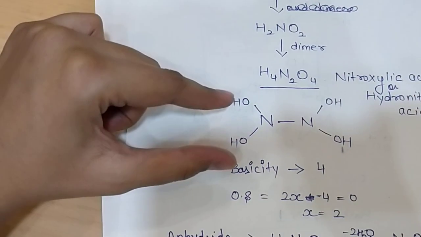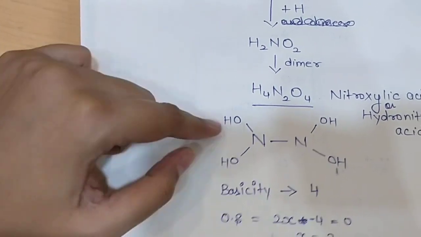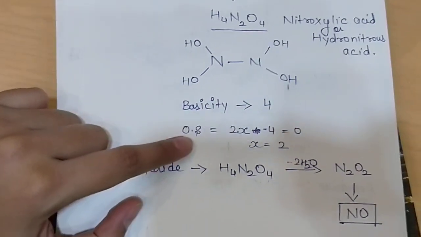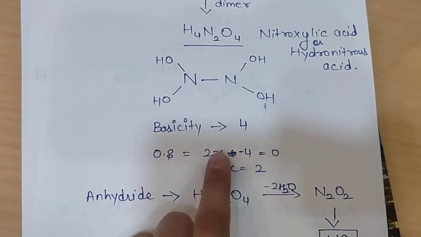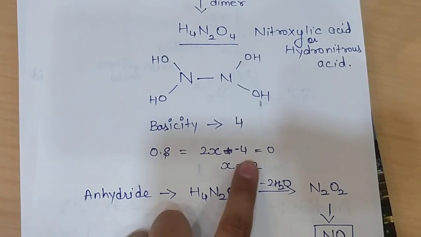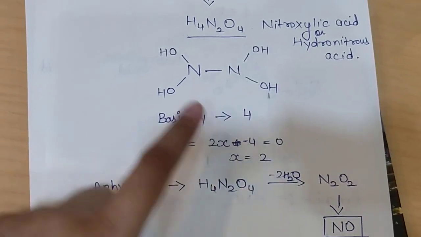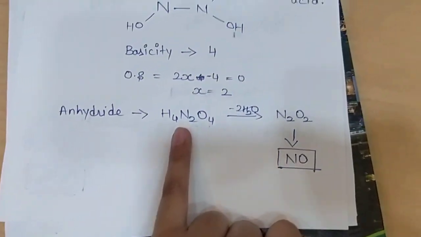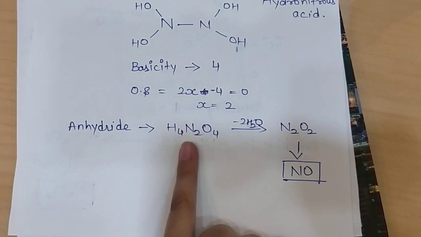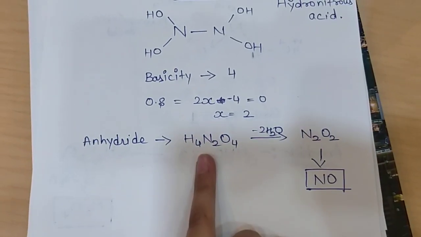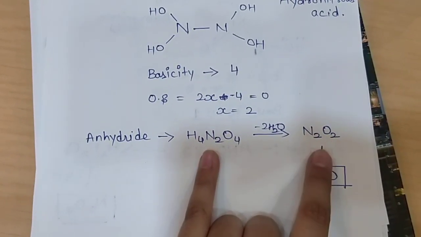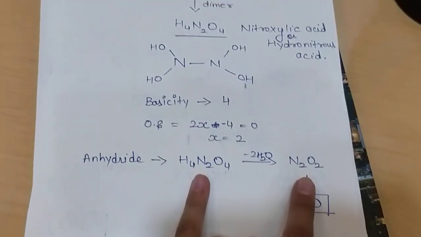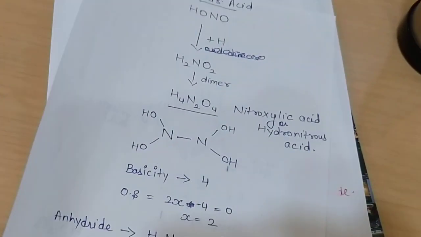This is the structure. From here we can easily calculate the basicity based upon the 4 OH groups, and the oxidation state is 2x minus 4. That means x comes out to be 2, so the oxidation state is 2. And to calculate the anhydride, we'll take the molecule and remove all the water molecules possible. Here we can remove 2 water molecules, and the oxide which remains behind is N2O2. That is the anhydride for nitroxylic acid or hydronitrous acid.